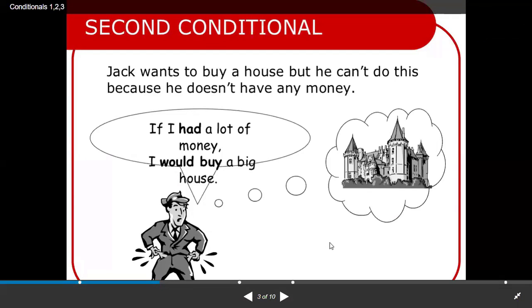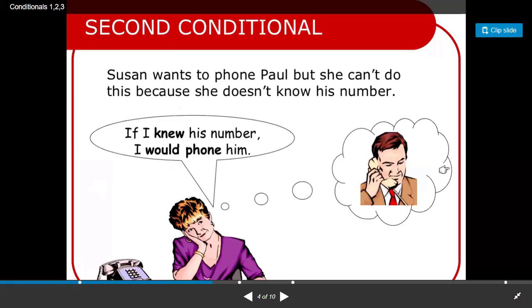Things would be a little different in this type 2, our second conditionals. So let's get into the depth of these things. Please go ahead and read.